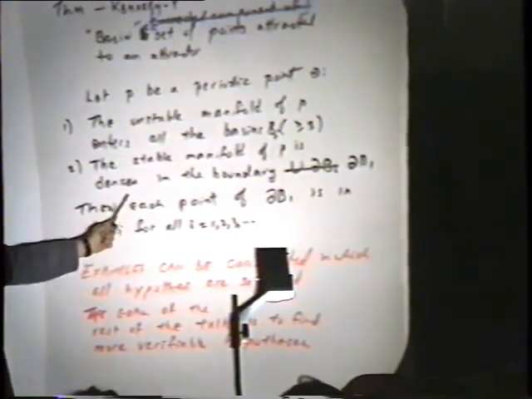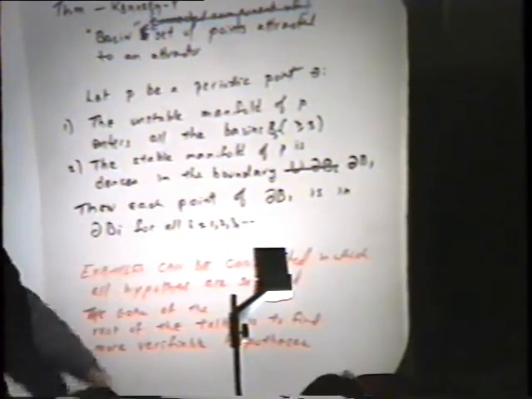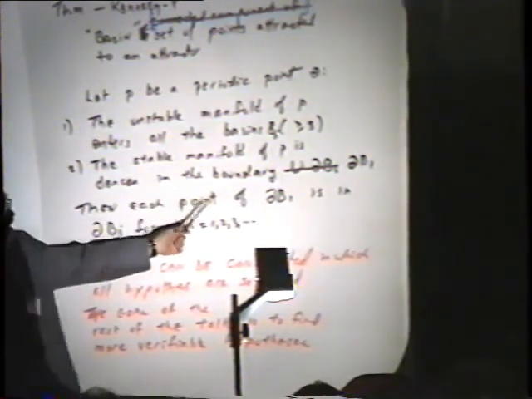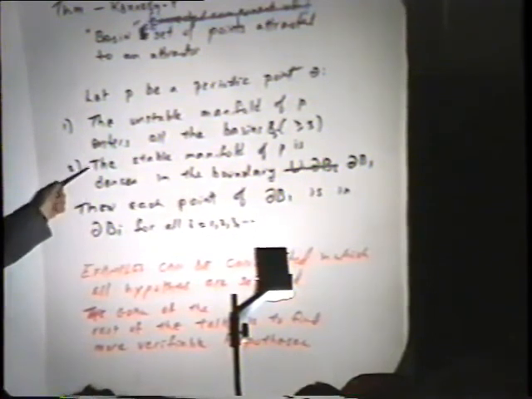No problem at all. The stable manifold of P is dense in the boundaries of B1. Choose a particular basin to speak of, then each point on the boundary of B1 is in the boundary of B_i for all i equals 1, 2, 3, etc. So one of the critical hypotheses here is that the stable manifold is dense in the boundary.